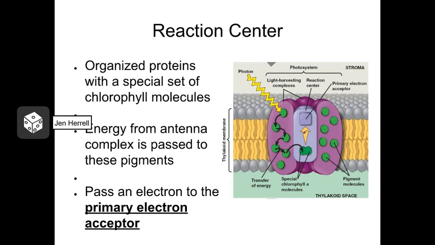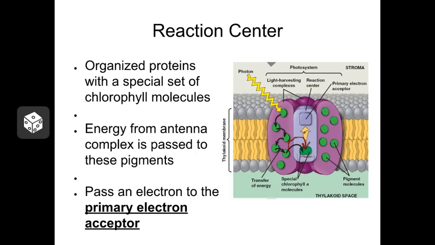Eventually, some of the electrons in the antenna complex are going to become so energized and so excited that they're going to pass out of the antenna complex and into the center of this thing. We call the center of this thing the reaction center. And in the reaction center, we have a special pair of chlorophyll molecules that will accept that really, really excited electron. Now, what happens next is kind of interesting.